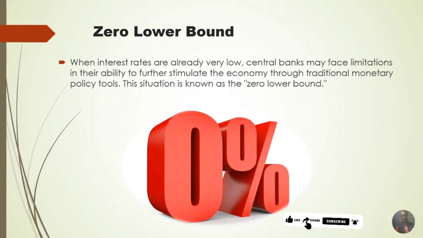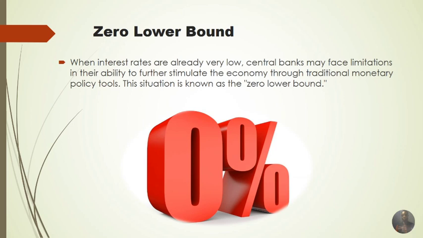Then we have the zero lower bound. This is whereby interest rates are already very low, and the central bank may face limitations in its ability to further stimulate the economy through traditional monetary policy tools. This situation is known as the zero lower bound, whereby they can't move any lower, with interest rates stuck low for far too long.